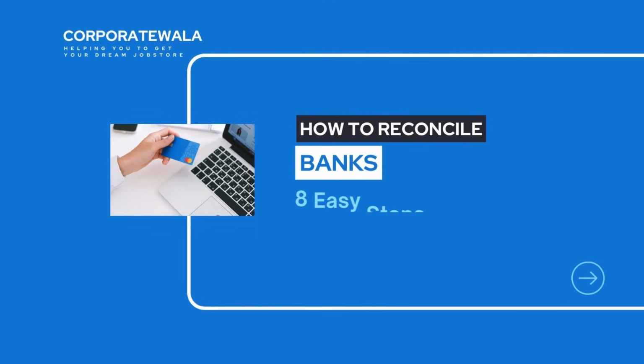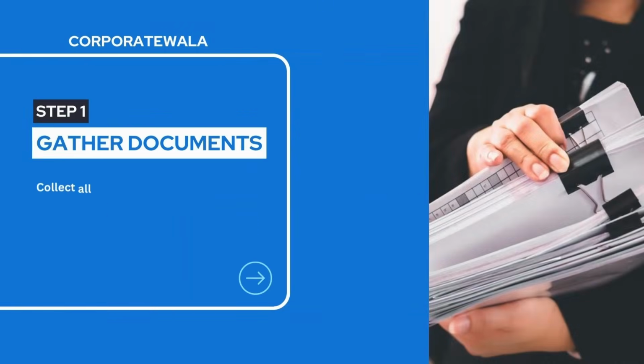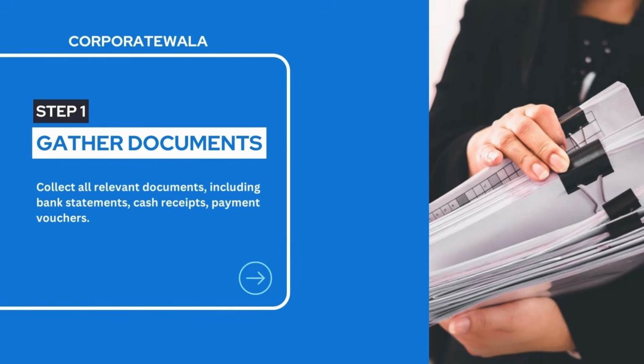Now let's move on and look at the steps involved in the bank reconciliation process. So the very first step of bank reconciliation is gathering documents. You need to collect various relevant documents such as the bank statement, cash receipts, cash payment vouchers, etc. So this will be your first step of the bank reconciliation process. Before starting your reconciliation, you need to gather all the relevant documentation.